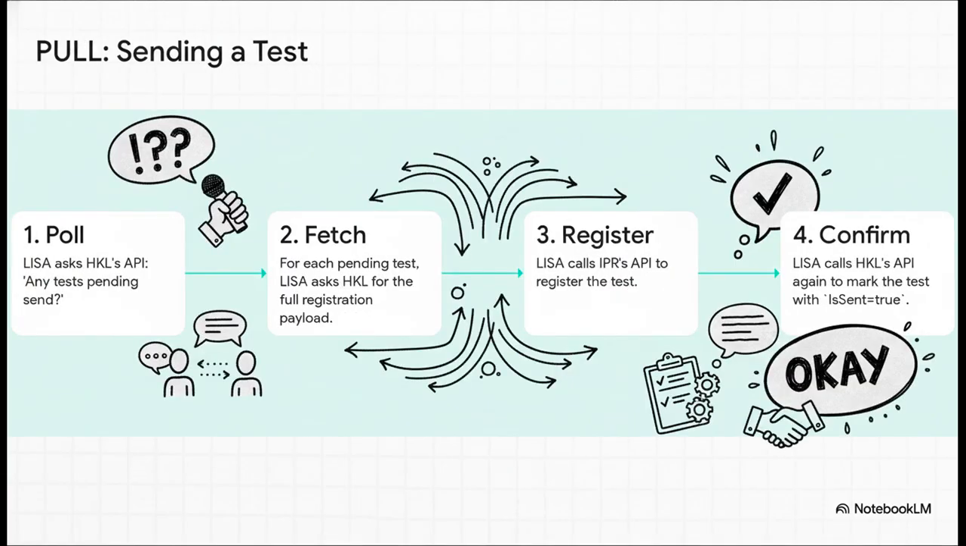Now let's compare that to the pull method. Whoa, it's a completely different story. This is way more of a conversation, a whole back and forth. First, Lisa has to ask HKL, "Hey, you got any tests for me?" If HKL says yes, Lisa then has to go back and ask, "Okay, great, now give me all the details for that test." Then after it sends the info to IPR, it has to circle back to HKL one more time to say, "All right, I've sent that one, we can mark it off the list." You can see, it's a lot chattier, right?